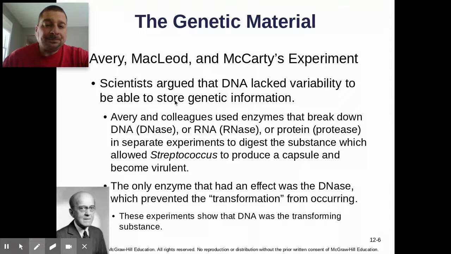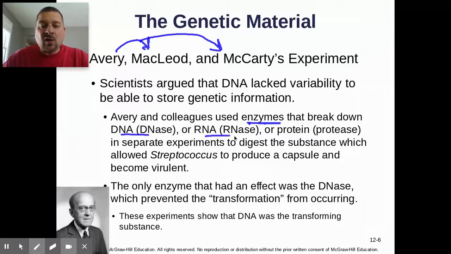Oswald Avery. Well, this Griffith thing kind of kicked off this whole cycle of experiments in the scientific community trying to figure out what that transforming substance was. Because most likely that transforming substance was what was causing the change, which was probably the genetic information. So Oswald Avery, along with his lab assistants McLeod and McCarty, started using enzymes that break down DNA, RNA, or protein, and he treated these solutions.